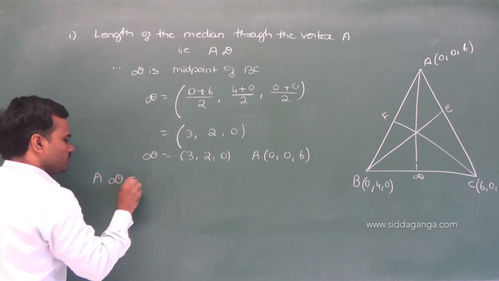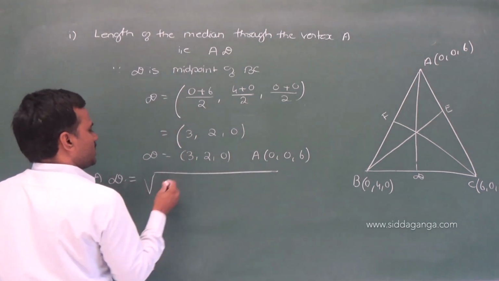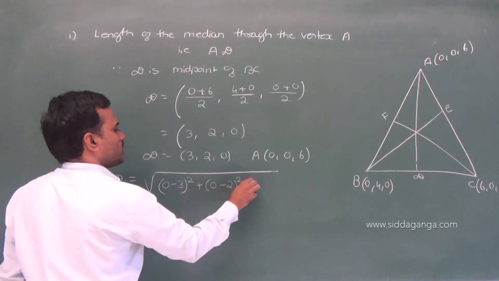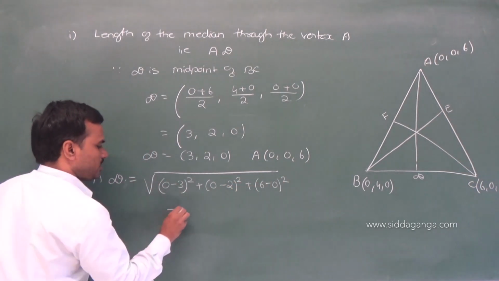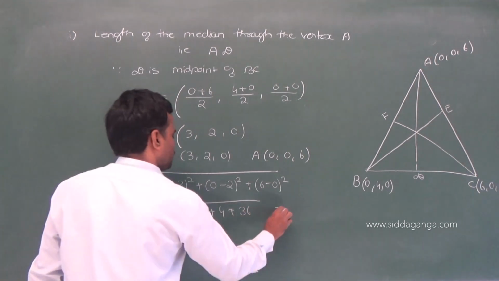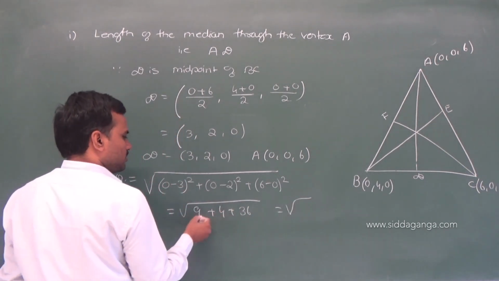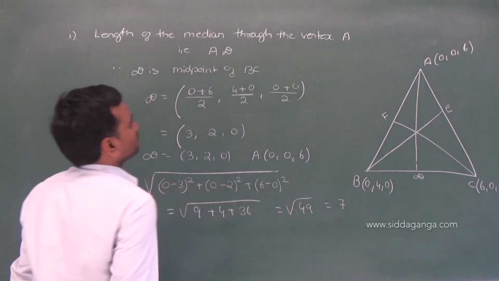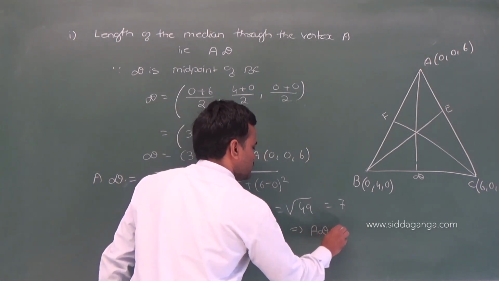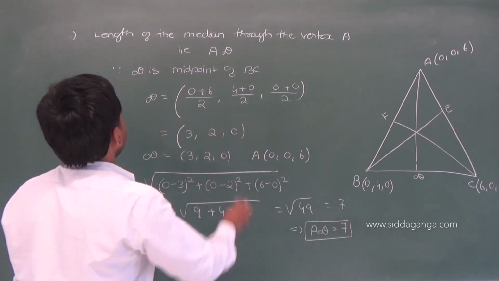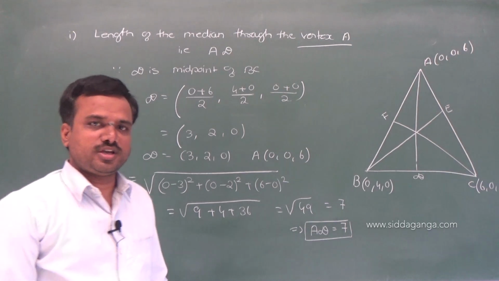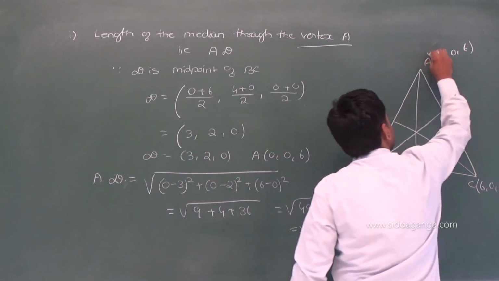Find out AD. Using the distance formula, square root of (0 minus 3) whole square plus (0 minus 2) whole square plus (6 minus 0) whole square. Calculate it. 3 square is 9, plus 2 square 4, plus 6 square 36. 36 plus 4 is 40, 40 plus 9 is 49, it is 7. So the length of the median AD is equal to 7. First one is over. We found the length of the median through the vertex A, that is AD, equal to 7.